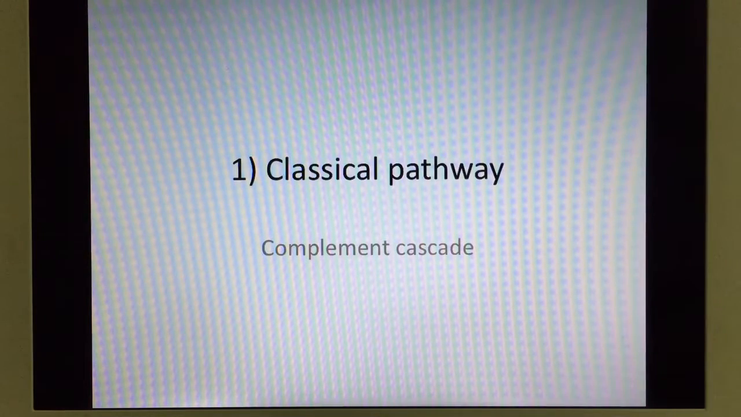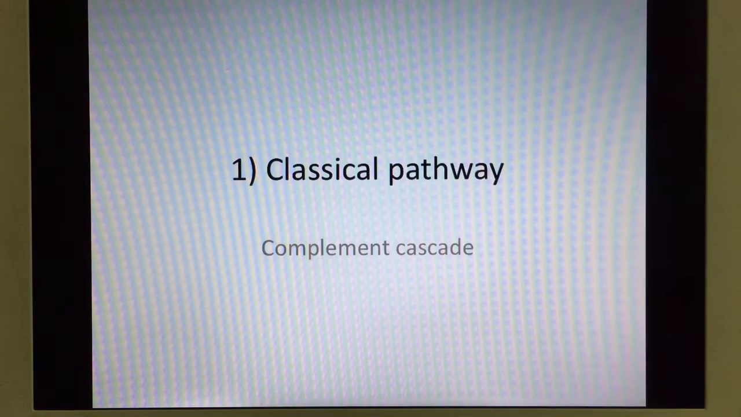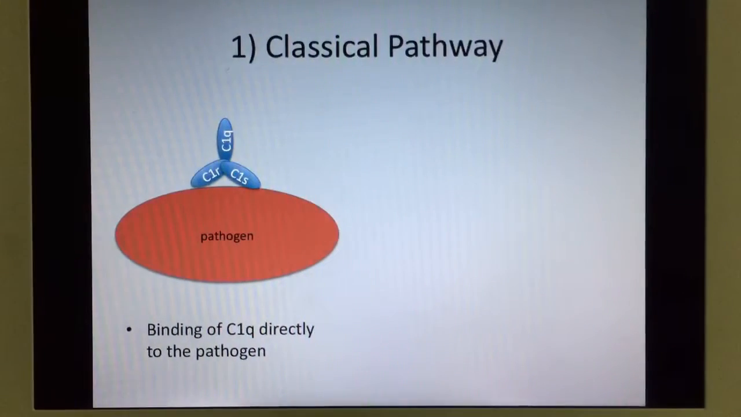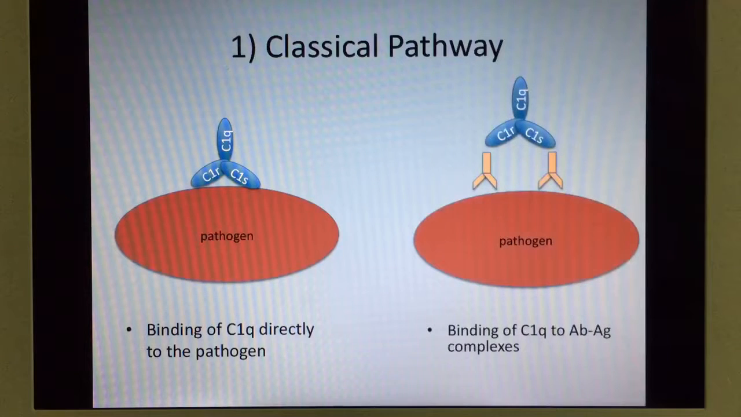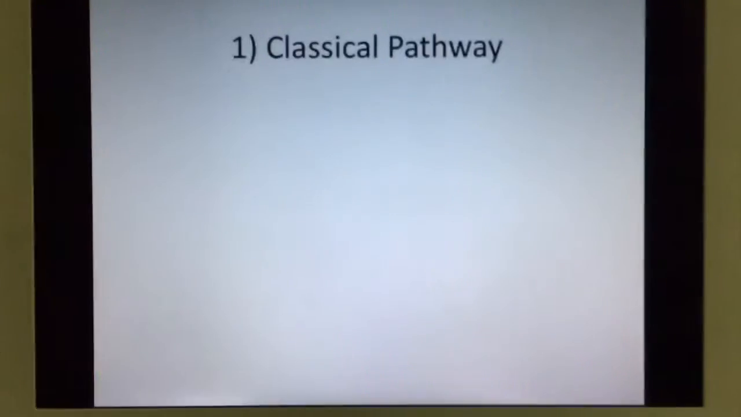Let us go through the classical pathway of the complement cascade. There are two ways to activate the classical pathway. C1q of the C1 complex can bind directly to the pathogen surfaces, or C1q of the C1 complex can bind to the antibody-antigen complexes of the pathogen. The binding causes a conformation change in the C1 complex and activates C1r and C1s.